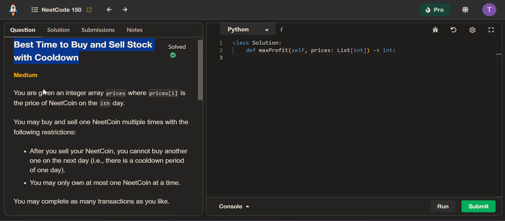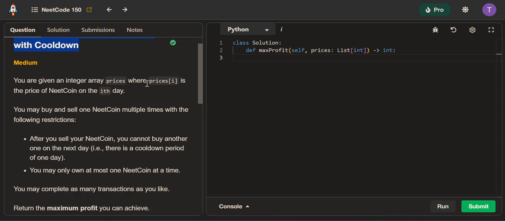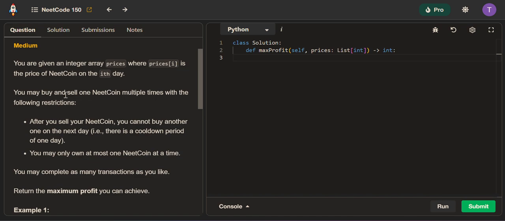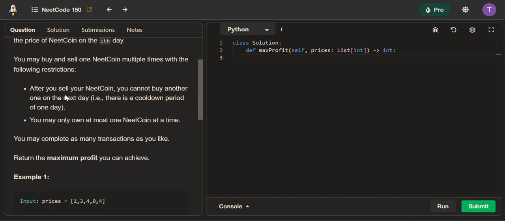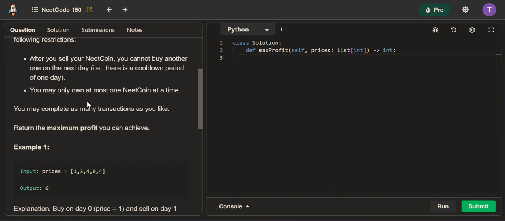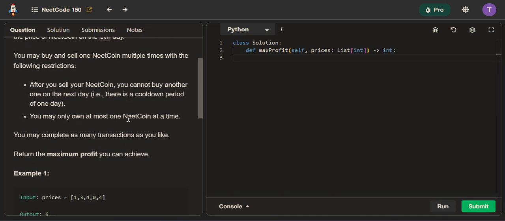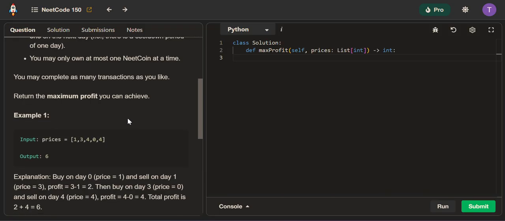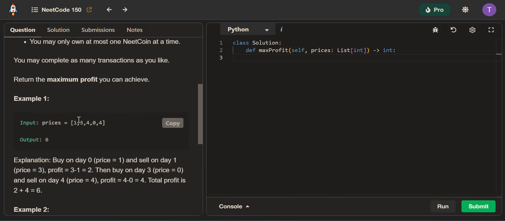So let's go ahead and read the problem. We're going to be given an array of integer prices, and at each position we have the price of a particular day. We can buy, we can sell at this price, but we are also told that if we sell, we have to give a day of cooldown. So you can't buy the next day after selling something.